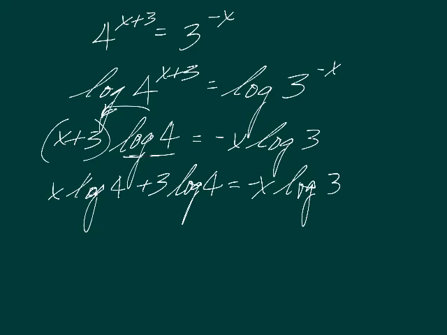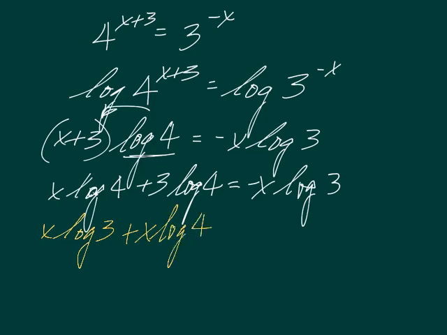Okay, now we need to get the x's all on the same side. So we're just doing, again, algebra. We're finding out what our x is. So we're going to move this whole thing over here, and we're going to move this one over here. So let's just switch those around a little bit. We'll do that in yellow. x log of 3 plus x log of 4 equals negative 3 log of 4.